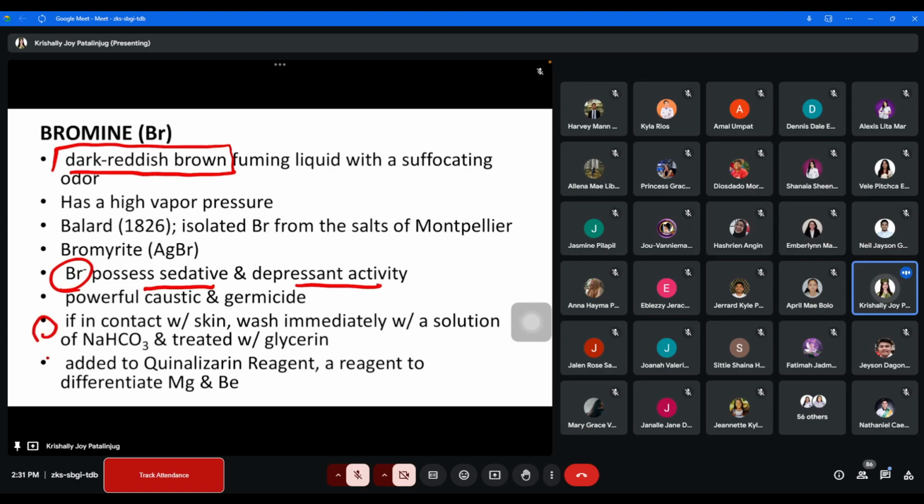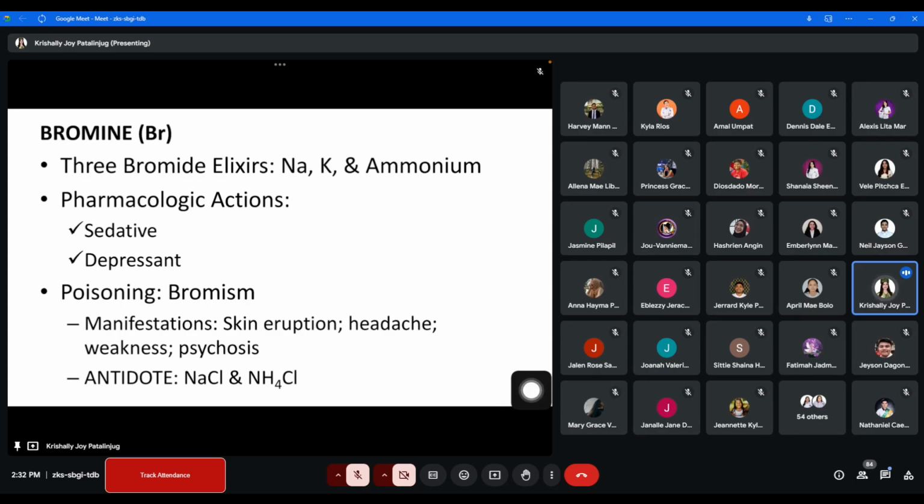And then this one, kanang identification test for bromine. Yung kinalizarine reagent, this is a reagent used to differentiate magnesium and beryllium, and it contains bromine. Okay, and then kapag in contact with the skin, yung bromine, you simply wash it immediately with a solution containing the following: glycerin or sodium bicarbonate. Okay, the 3 bromides elixir, which exhibits sedative activity, yung sodium bromide, potassium bromide, and ammonium bromide. Again, they possess sedative activity or depressant activity. Poisoning is known as bromism, and yung antidote dito is sodium chloride and ammonium chloride.